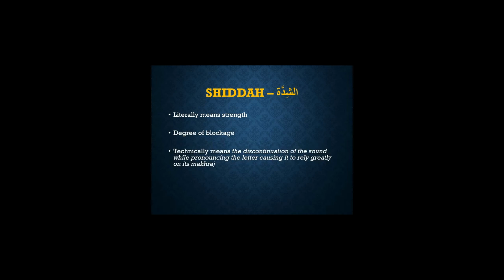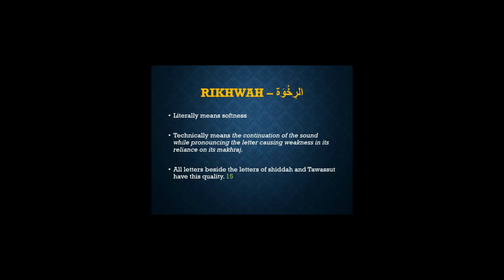So the shadid letters are pronounced with strength, because of the degree of blockage that they have when you're pronouncing them as a silent letter. And these are 8 letters. Ajid qatin bakat. Hamza, jim, dal, qaf, ta, ba, kaf, ta. These are the letters that are very shadid with their pronunciation, because the makhraj stops straight away. The sound doesn't continue at all.